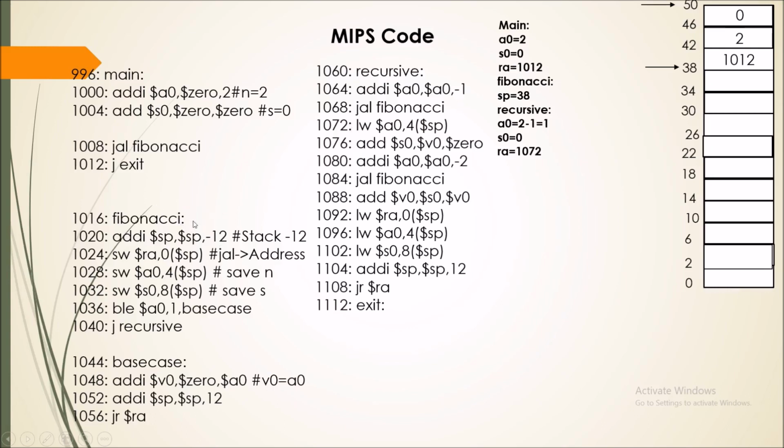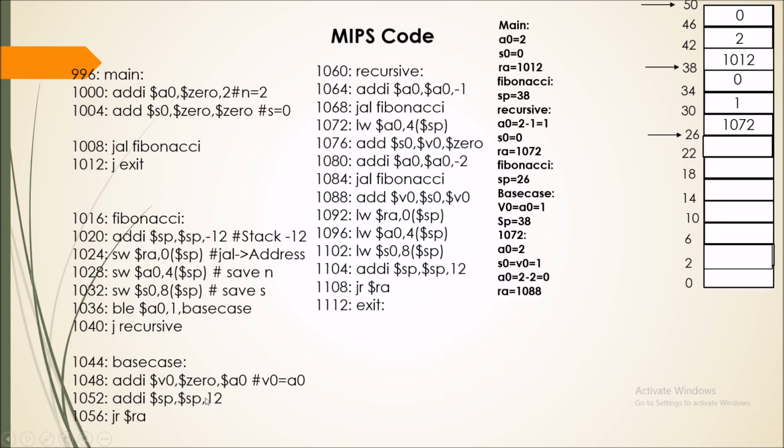Here we will again subtract 12 from the stack, so the pointer will move to 26, as you can see here. And then again we will store the values of array, A0 and S0, and then we will again check if A0 is equal to or less than 1. Here we have A0 as 1, thus we are now in the base case. So in the base case, what is happening? We have V0, another register, which is equal to A0. We had A0 equal to 1, so V0 will also be equal to 1.